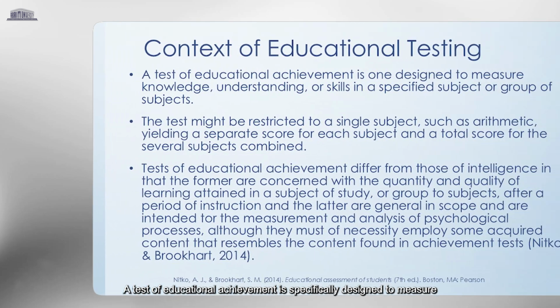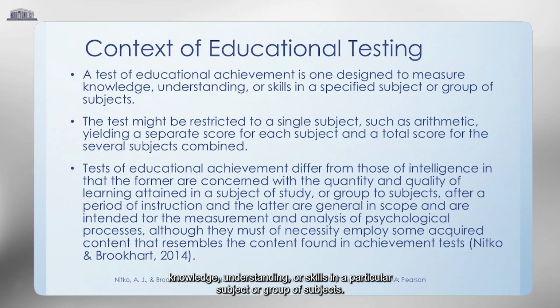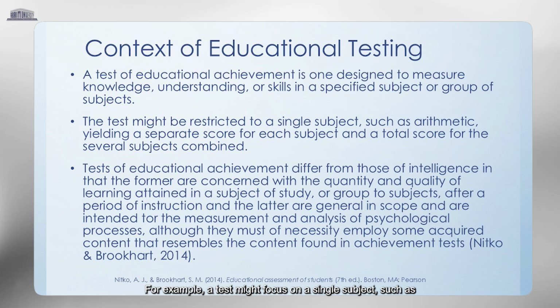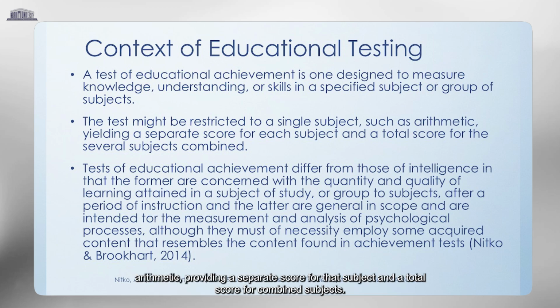A test of educational achievement is specifically designed to measure knowledge, understanding, or skills in a particular subject or group of subjects. For example, a test might focus on a single subject, such as arithmetic, providing a separate score for that subject and a total score for combined subjects.